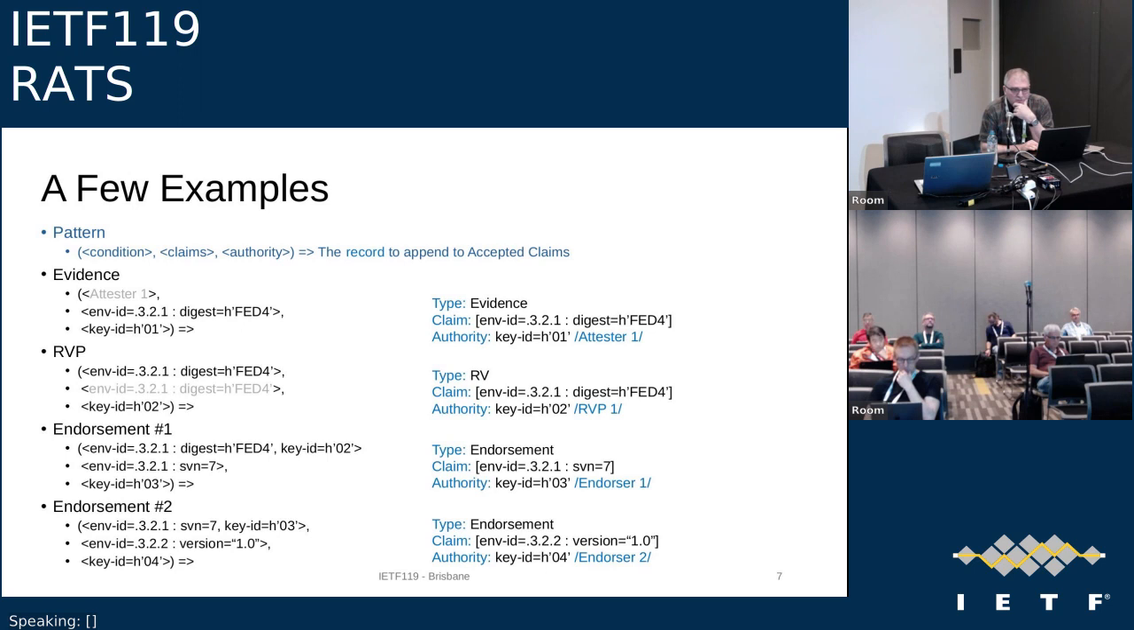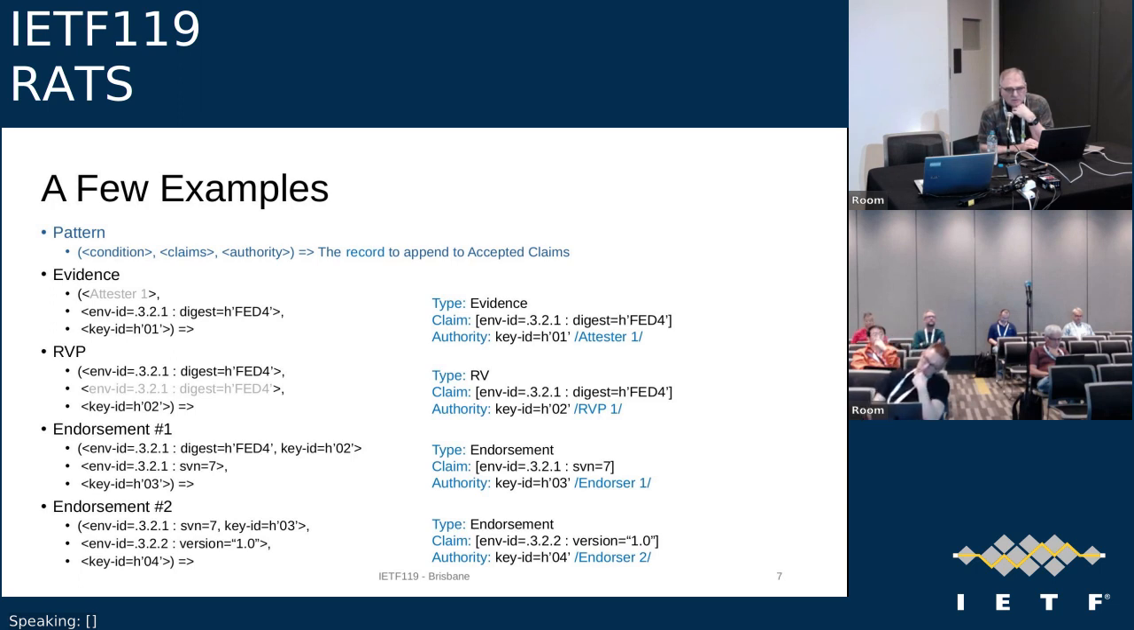So here are some examples of what you might expect. Just a little bit on the notation, there's a pattern here: there's the condition, the set of claims that are to be asserted in the authority, and then that results in a new record that would be appended to the accepted claim set. So here's an example where we have a digest in evidence, and we have a condition, which is: attester number 1, it's me, and it's asserting a digest claim under its authority, key ID number 1. And given that the attester has authenticated to the verifier, we just accept those claims straight away.